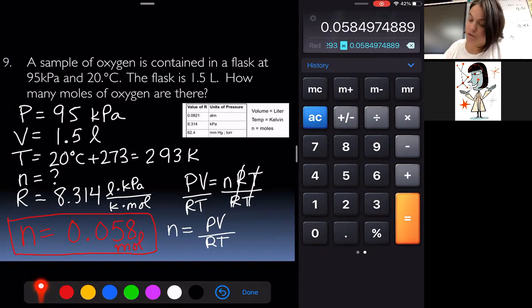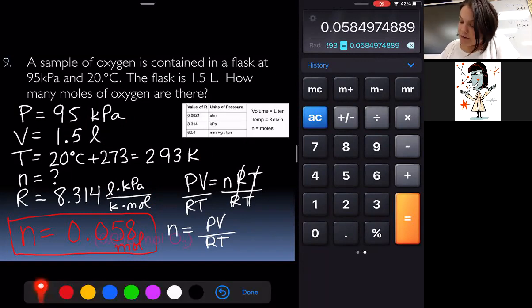Again, double check all of your units. Kilopascals, I use that 8.314, that will cancel. Liters is what this needs to be in, and it was. Kelvin cancels, and my answer is in moles. So you can make sure that everything cancels there.